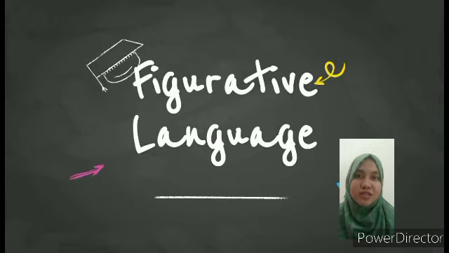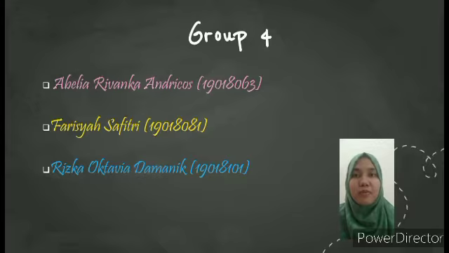Today we will discuss figurative language. We are from group 4. My name is Farisha Safitri with registration number 19018081 and my partners are Abelia Rivanka Andrichos and Rizka Octavia Damanik. Okay, let's go to the explanation.